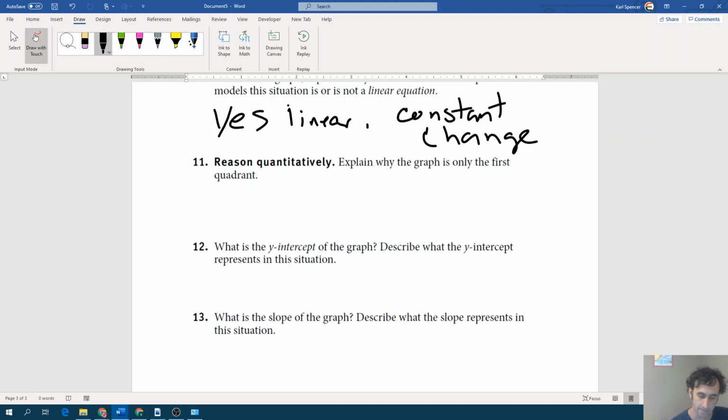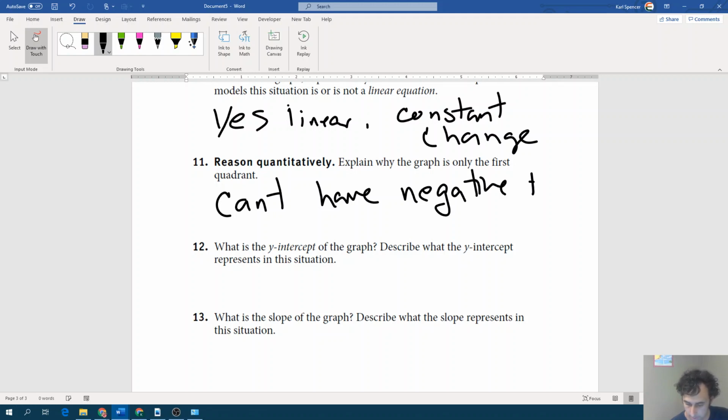We're going to say we can't have negative time or money. So that's sort of why we're limiting ourselves to the first quadrant.